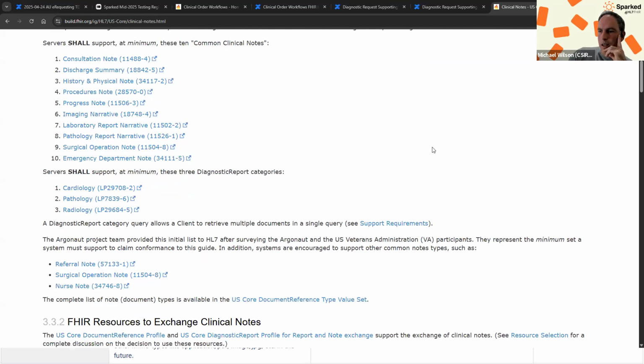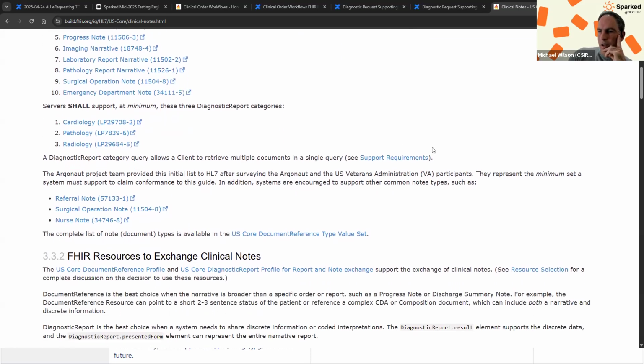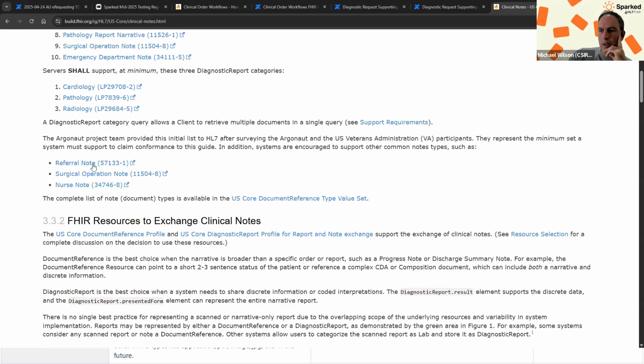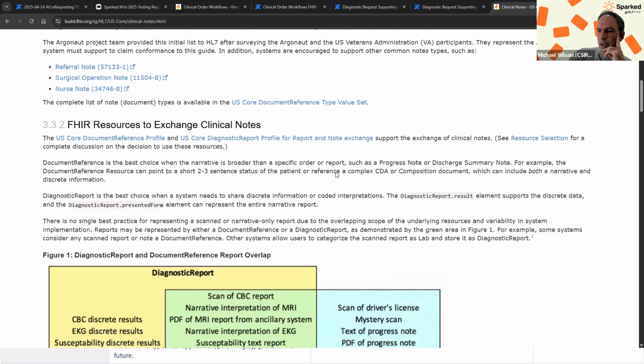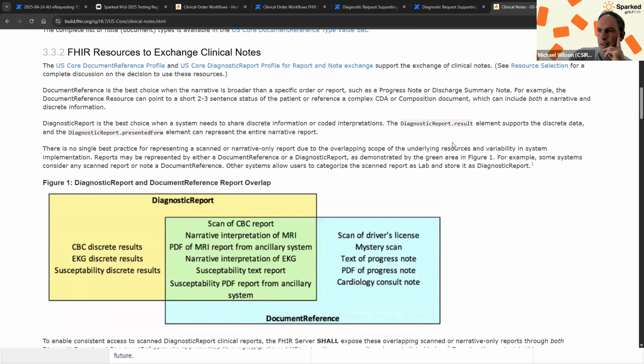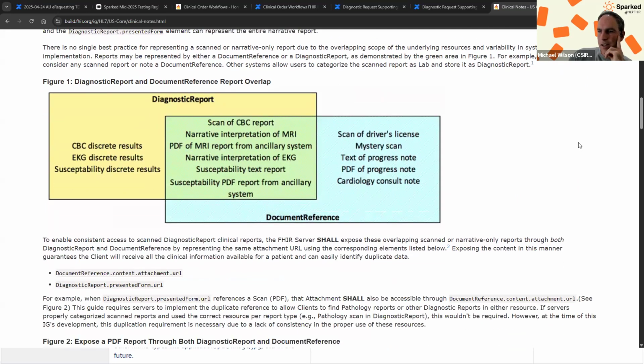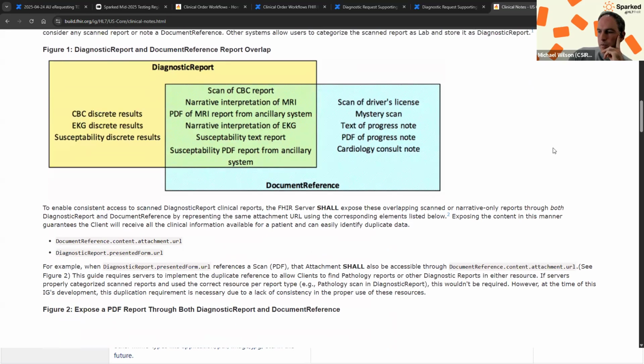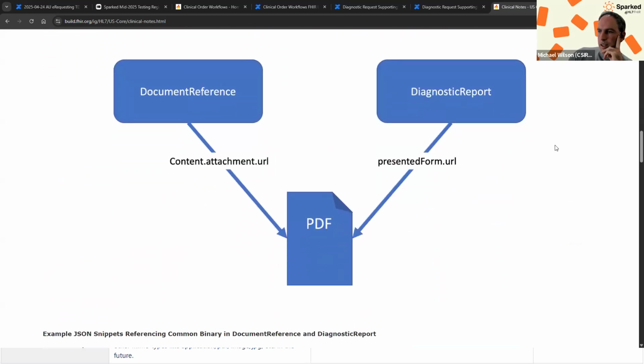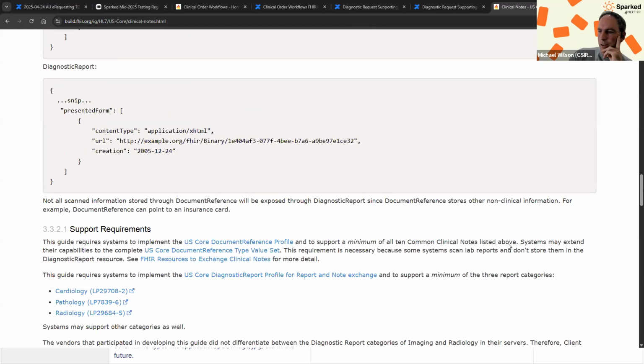And this is the one we're potentially looking at, the referral note. It talks about the distinction between a diagnostic report and a document reference and what crossover there is. And again, this talks about them referencing the same diagnostic request.